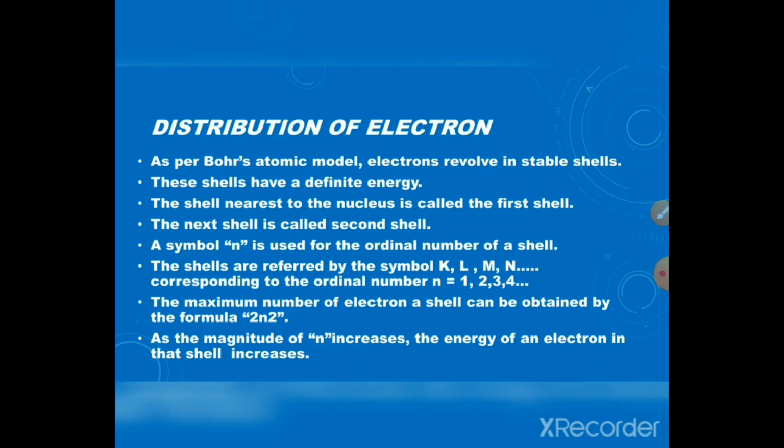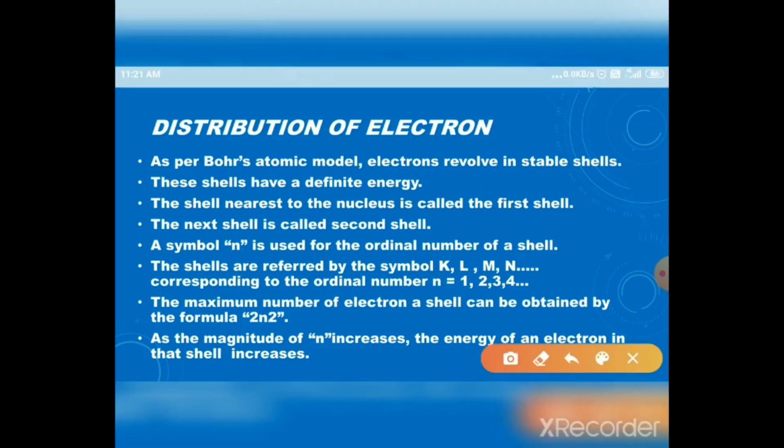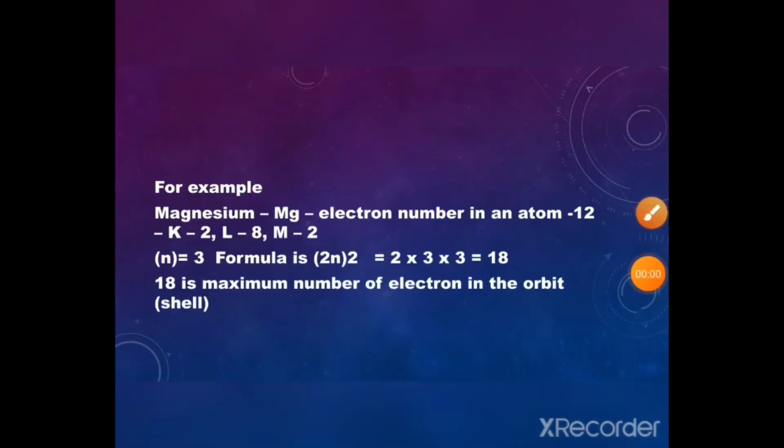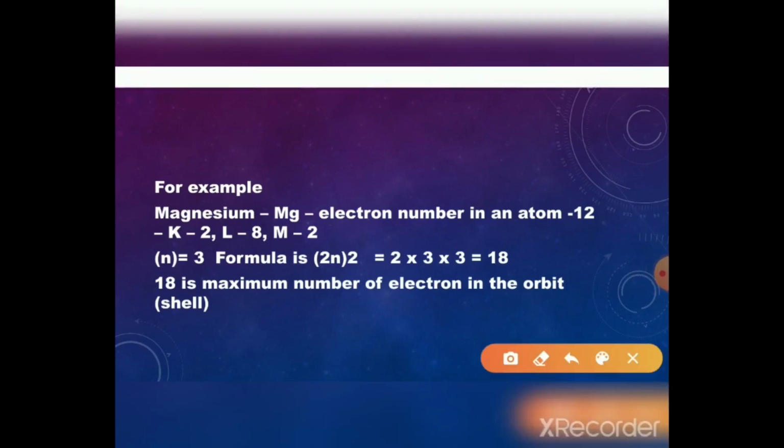The maximum number of electrons a shell can hold is obtained by the formula 2n². So you have to write 2n². As the magnitude of n increases, the energy of an electron in that shell increases. For example, magnesium, Mg: the number of electrons in the atom is 12. So you can see here 12. Now they have given the orbits or shells here. In the K shell it is 2, in the L shell it is 8 and in the M shell it is 2. So n is 3, so there are 3 shells. So you can see like this.